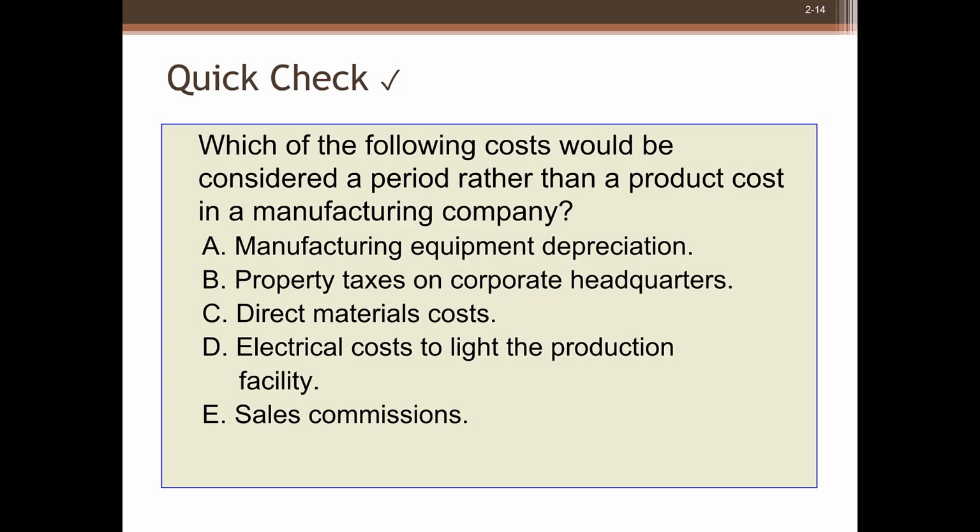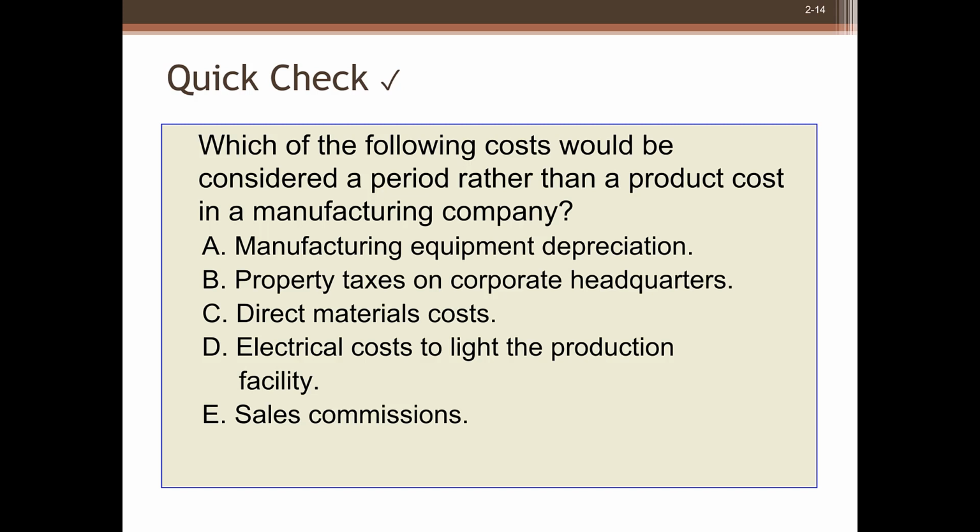Which of the following costs would be considered a period rather than product cost in a manufacturing company? A. Manufacturing equipment depreciation. Depreciation of a manufacturing facility will be classified as manufacturing overhead, but not period cost depreciation expense. So A is a product cost. B. Property taxes on corporate headquarters. Corporate headquarters are for general function. This is not for manufacturing purpose. So property taxes here are period costs.